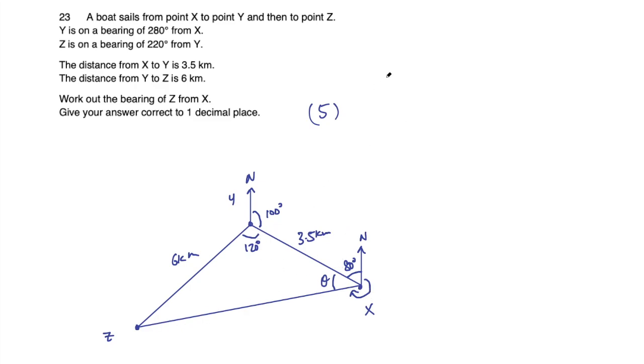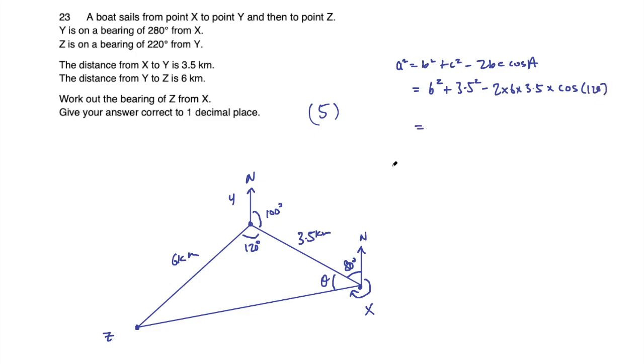So firstly, the cosine rule says a squared equals b squared plus c squared, take 2bc cosine A. A in this case is going to be this line. B and C are the adjacent sides to this angle, and the angle A is this 120 degrees. So let's plug those in. B can be 6 squared, C can be 3.5 squared, and then we subtract 2 times 6 times 3.5 multiplied by the cosine of the angle between those sides, so cosine of 120.